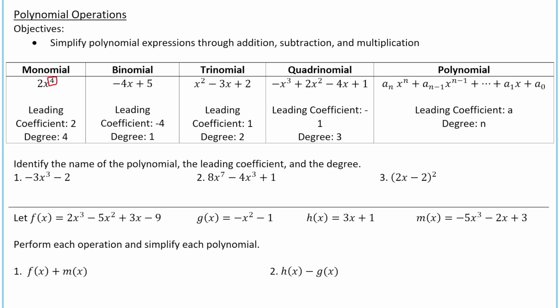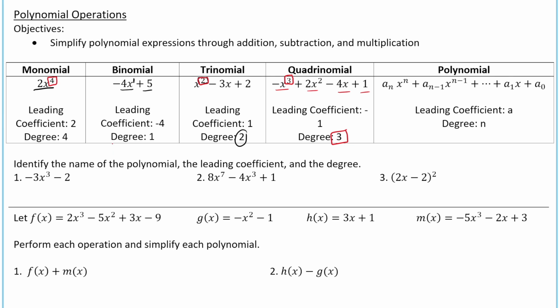This binomial is called a binomial because there are two terms, 1, 2. Here we have a monomial because there is one term. So back to this binomial, the degree is 1 because this x has an exponent of 1 and it's the highest exponent. This trinomial with 3 terms has a degree of 2 because 2 is the highest exponent. This quadrinomial has 1, 2, 3, 4 terms, but the degree is 3 because 3 is the highest exponent. So that's how it works.